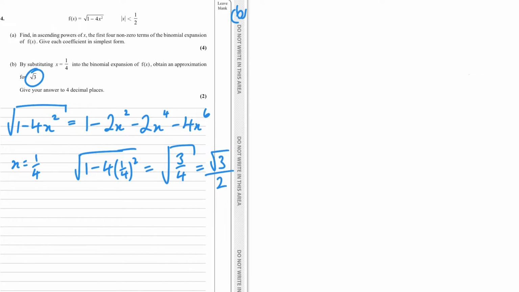And I obviously want the square root of 3, so if I substitute x equals a quarter into my expansion of this, then this is going to be equivalent to root 3 over 2. So once I've done that, what I need to do is multiply by 2 to get that equivalent answer. So think of it like this. If I put 1 minus 4x squared up here, is 1 minus 2x squared minus 2x to the power 4 minus 4x to the power 6.